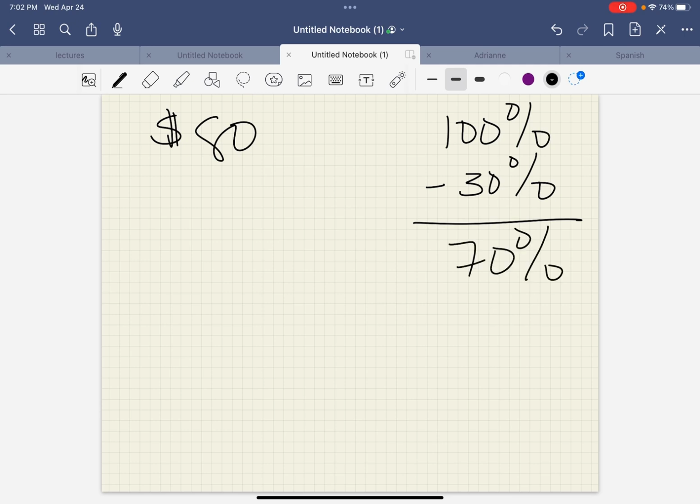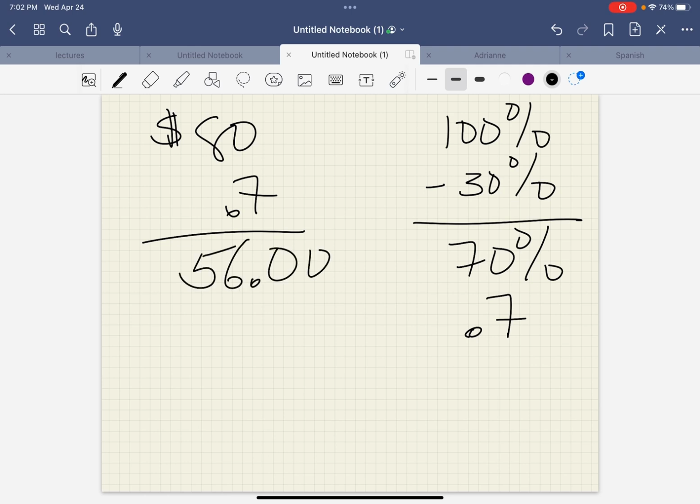70%. So if we multiply 0.7 times 80, that will give us the discounted price. So the discounted price is $56. Okay, and that's all in one step, rather than having to figure out what the discount was and then subtract it.